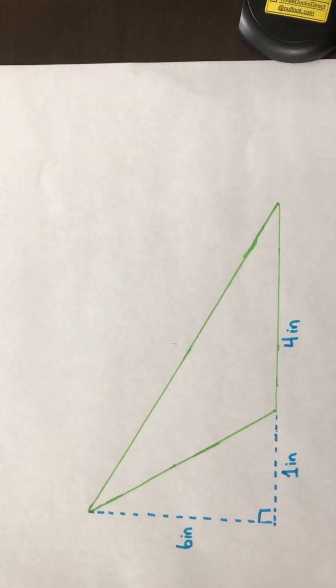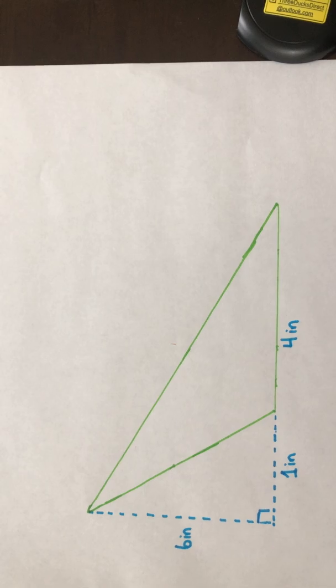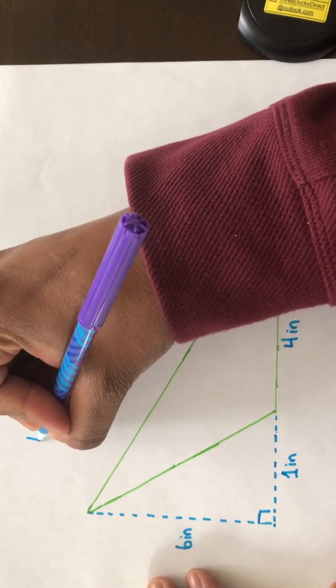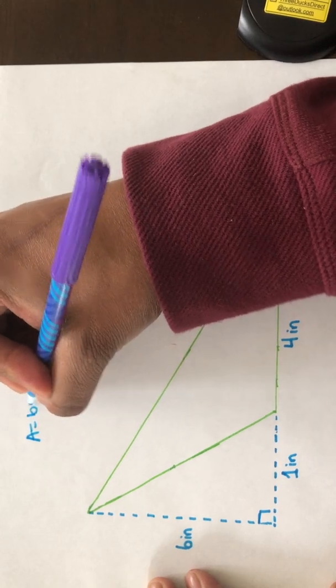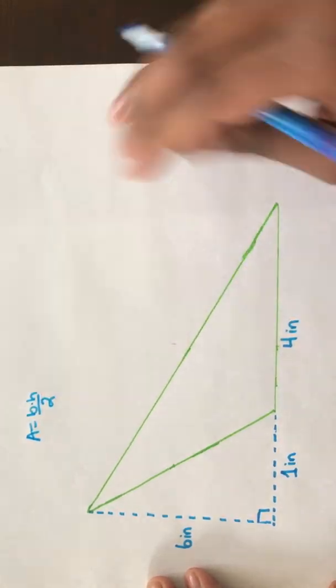Hey Gifters, I'm going to be explaining a little bit more deeply about our obtuse triangle and why the equation area equals base times height divided by 2 works.